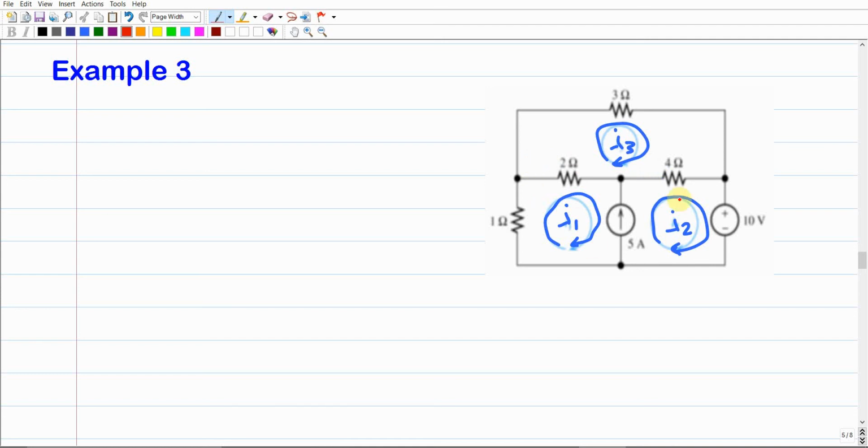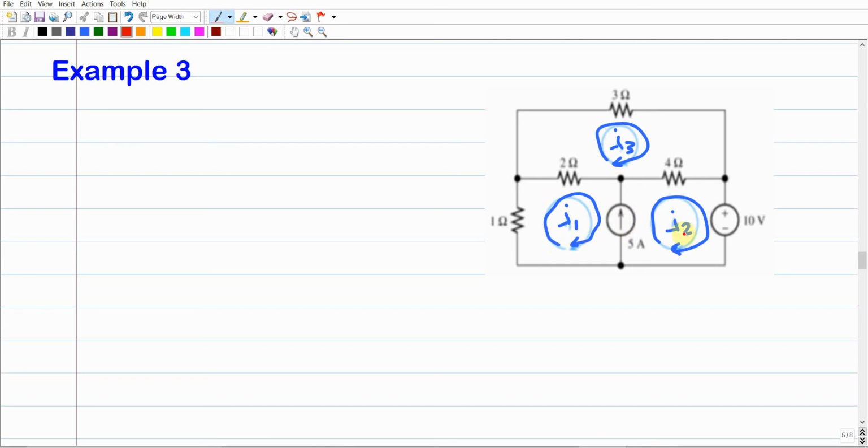Since we have 3 mesh currents, we have to draft 3 equations to solve for these 3 currents, and we used to apply the Kirchhoff voltage law. If I ask you to apply the Kirchhoff voltage law to the first mesh, we cannot do it. Why? Because there is a current source here, and we have no clue how much is the voltage over this current source. The same thing applies to the second mesh. There is no ability to apply the Kirchhoff voltage law to the second mesh, because we don't know the voltage over this current source.